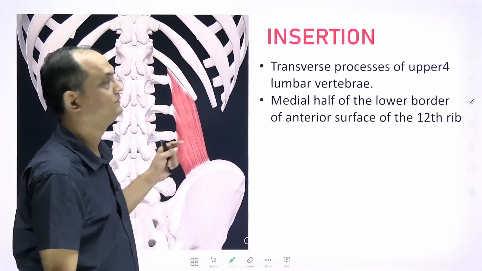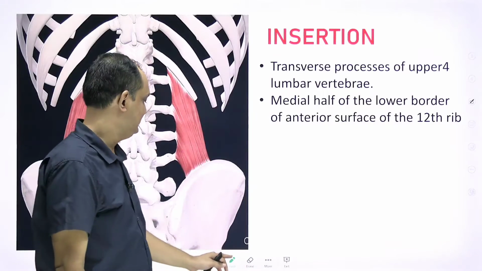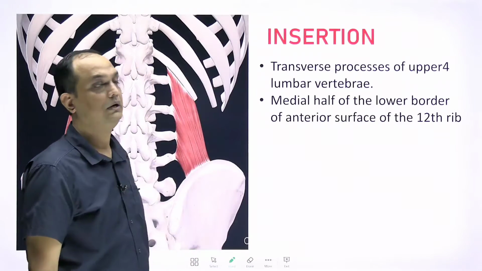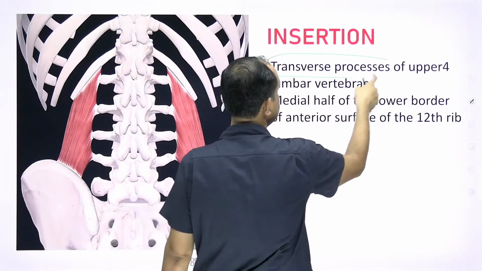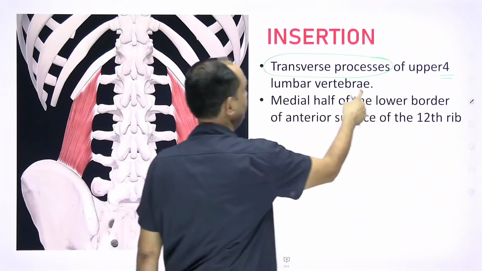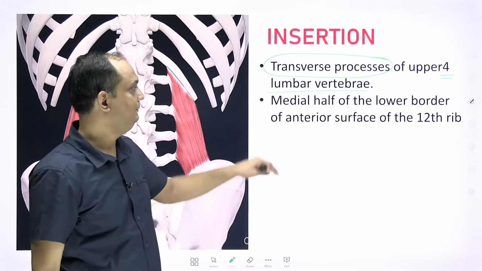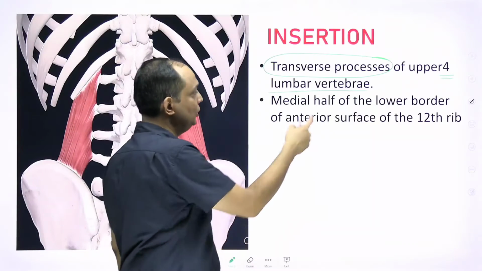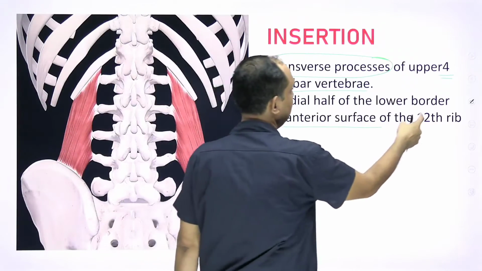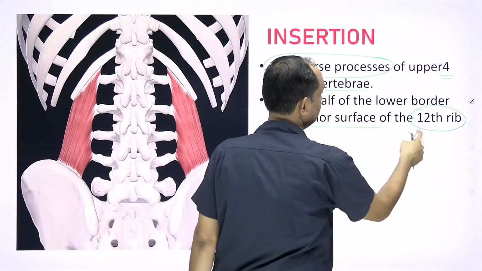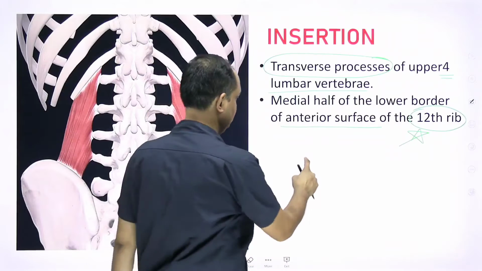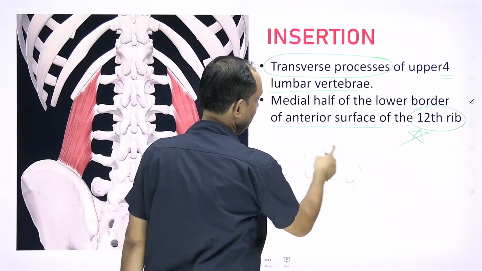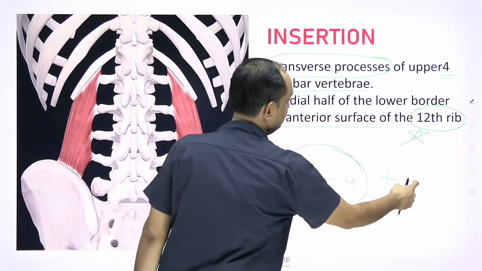Now what is the insertion? So when you will see the insertion of your Quadratus lumborum, it inserts on the transverse processes of upper 4 lumbar vertebrae and the medial half of the lower border of the anterior surface of the 12th rib. So there are two insertions. First is the transverse process of 1 to 4 lumbar vertebrae, plus the 12th rib.